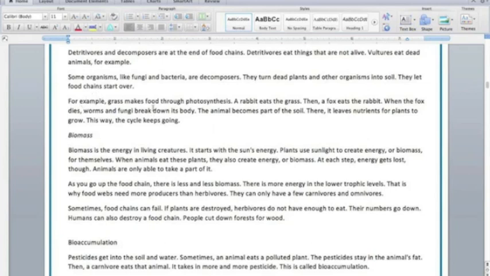For example, grass makes food through photosynthesis. A rabbit eats the grass, then a fox eats the rabbit. When the fox dies, worms and fungi break down its body. The animal becomes part of the soil. There, it leaves nutrients for plants to grow. This way, the cycle keeps going. What do we want to underline here? What do we want to circle here that will help us to understand?